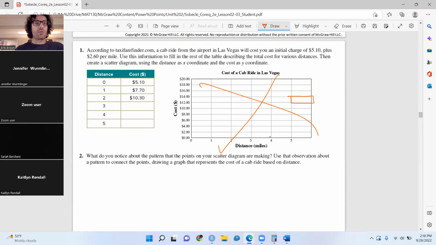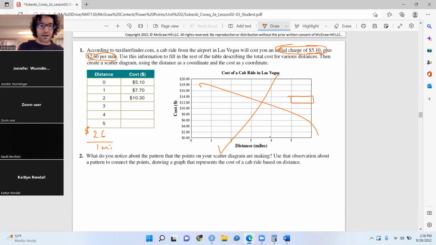All right. So our author looked up taxifarefinder.com, and if you're going from the airport in Las Vegas to anywhere, you get charged $5 initially, plus $2.60 per mile. Notice that language there, $2.60 per 1 mile. That's a rate. This is a flat amount, a flat fee. So we're going to fill in this table.